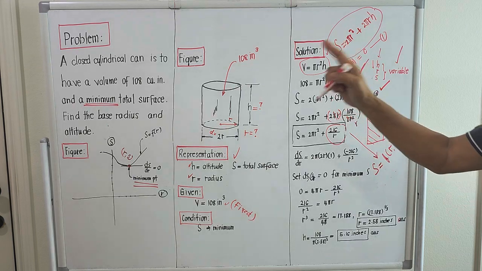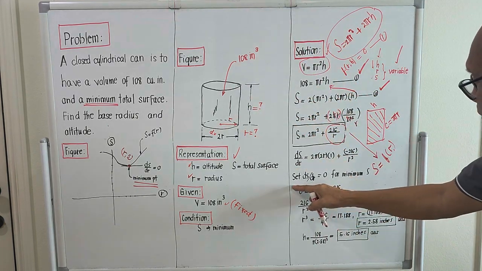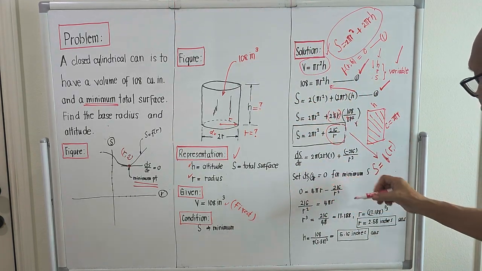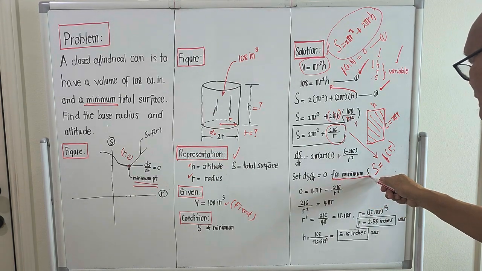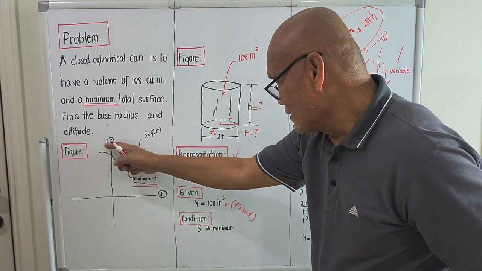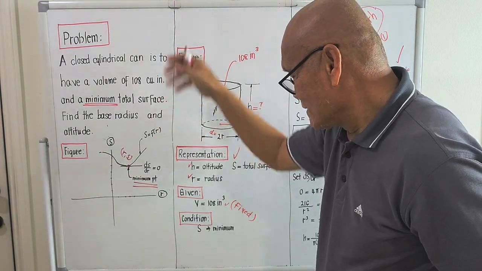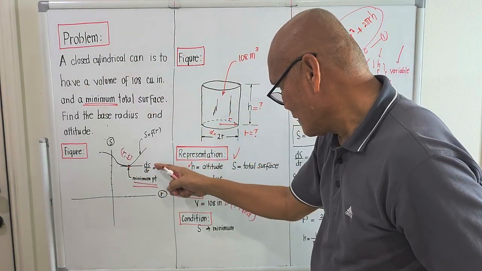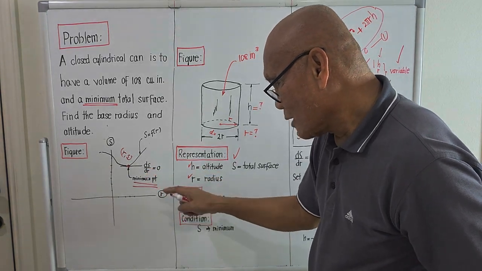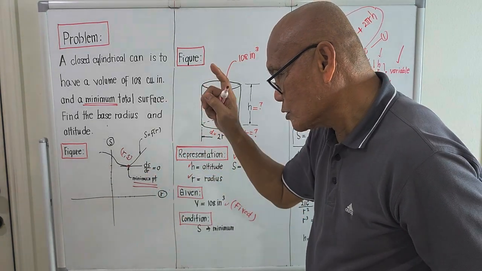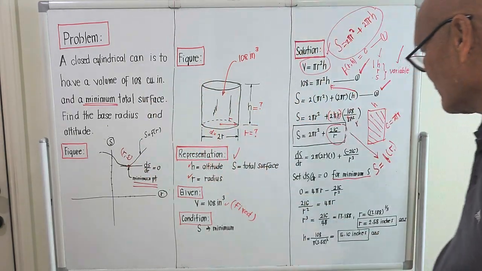Then for minimum total surface, we will set ds over dr equal to 0. This is the graph opening upwards. This is the minimum point. We set ds over dr equal to 0. We could compute for the required value of r, which will give us the minimum total surface.